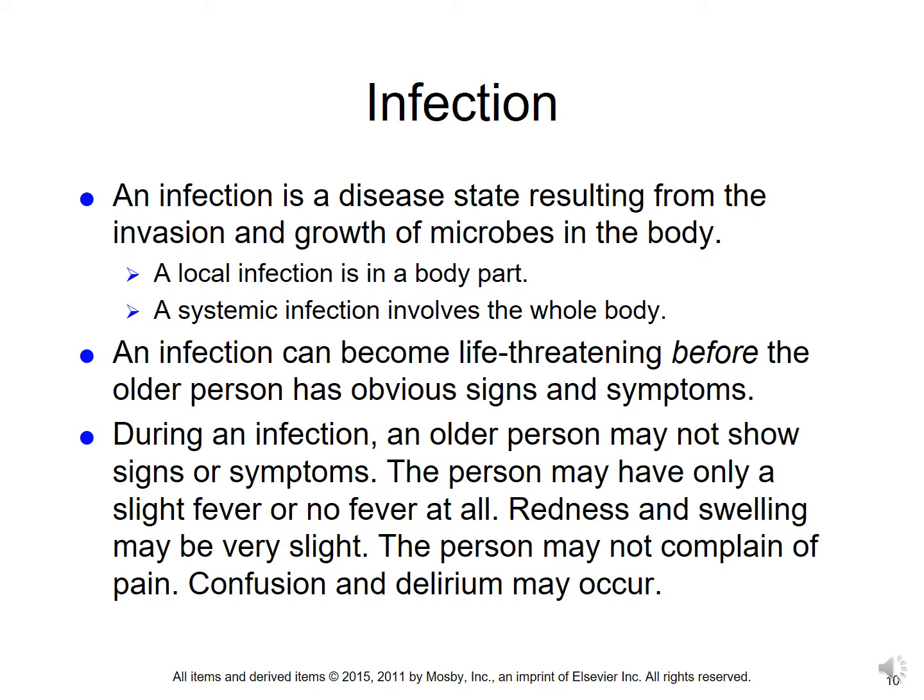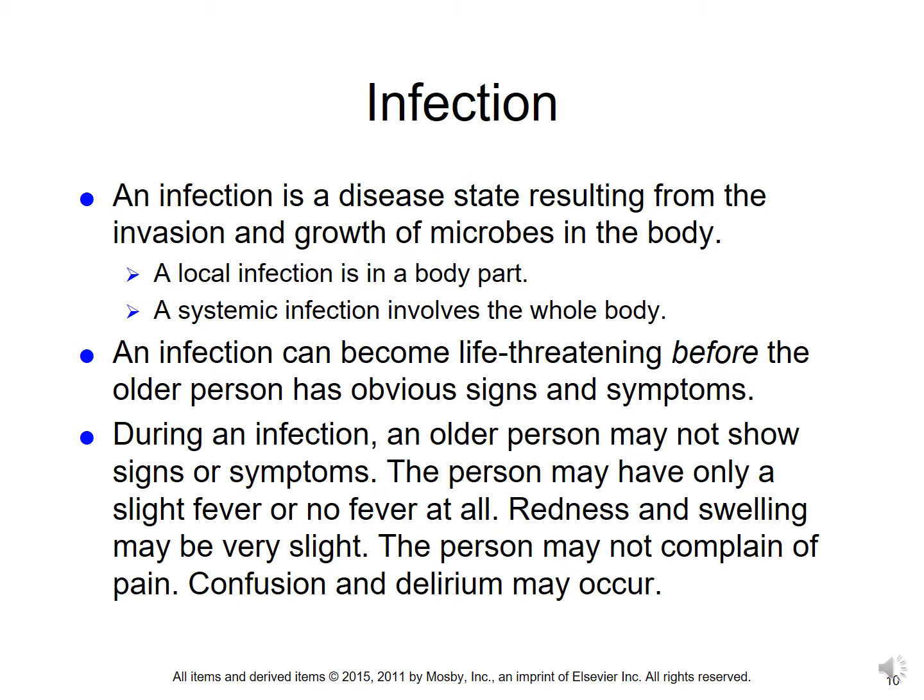Another example would be a bladder infection. That would be local, but when that's not treated and then it becomes what we call septic, that would be a systemic infection. Other examples of systemic infection would be the chicken pox. So you have in your book a box that describes symptoms. So a systemic infection would have more than one of those symptoms.